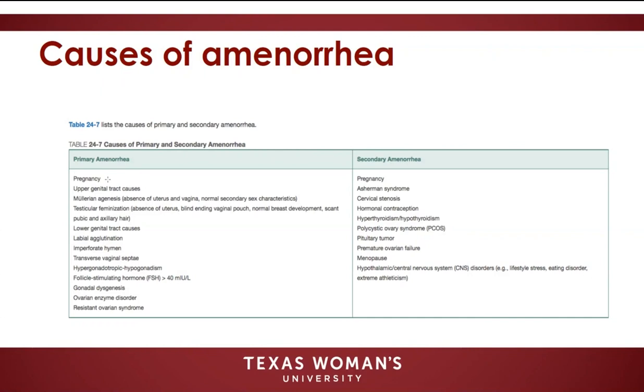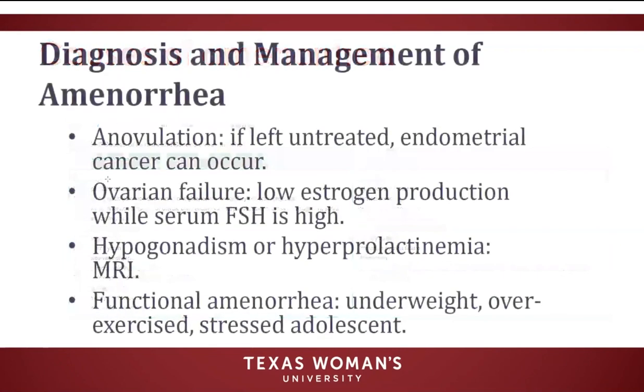Primary amenorrhea basically means they've never had a period. And I will give that definition to you broken down by age. And then for secondary amenorrhea, again, that same list is there, but you can see pregnancy is always at the top of both of those lists.